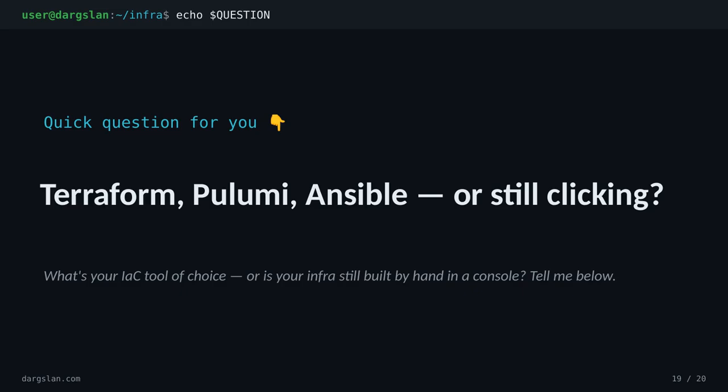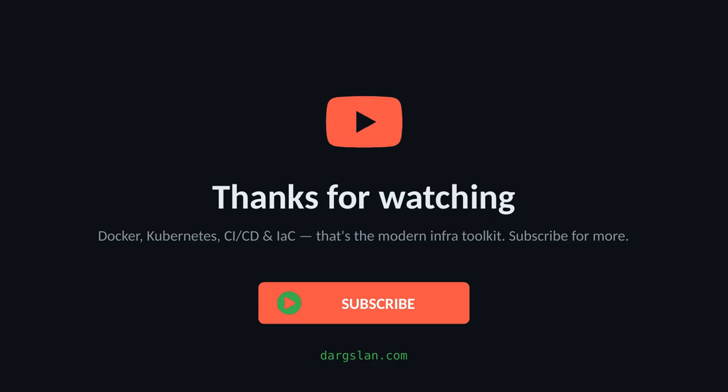And that's a wrap on infrastructure as code. Zoom out for a second. Docker, Kubernetes, CI, CD, and IaC really are the four pillars of how modern teams ship and run software today, and we've been working through them one piece at a time in this series.